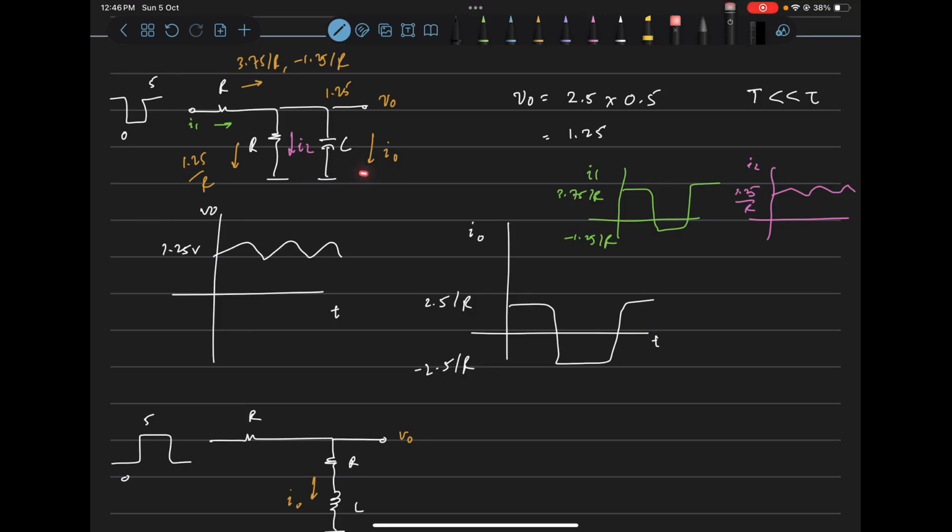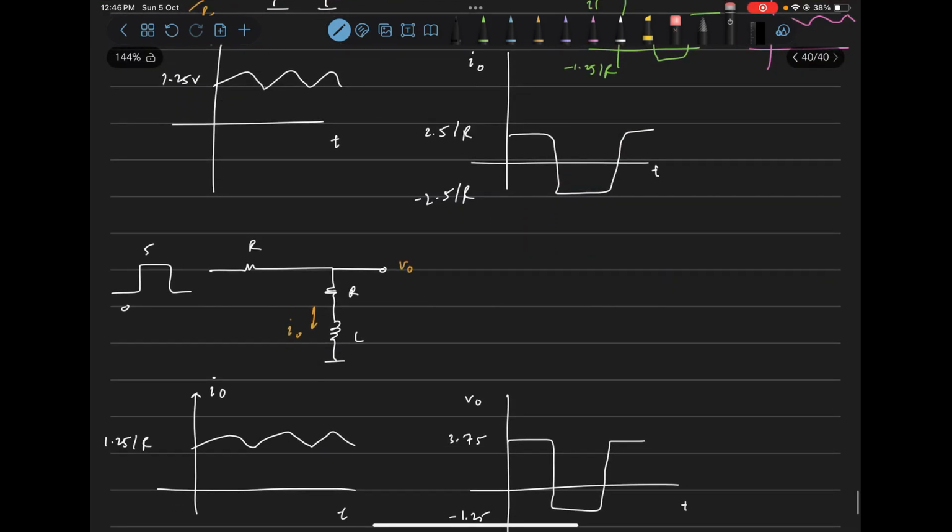And I0 will be just the difference of I1 and I2. So I0 will be I1 minus I2. When you subtract these two waveforms, it will shift down by 1.25 by R. This will become 2.5 by R, and this will become minus 2.5 by R, because we shift it down by this value, since I0 is a subtraction of I1 and I2. So this is how we'll get the waveform of I0.